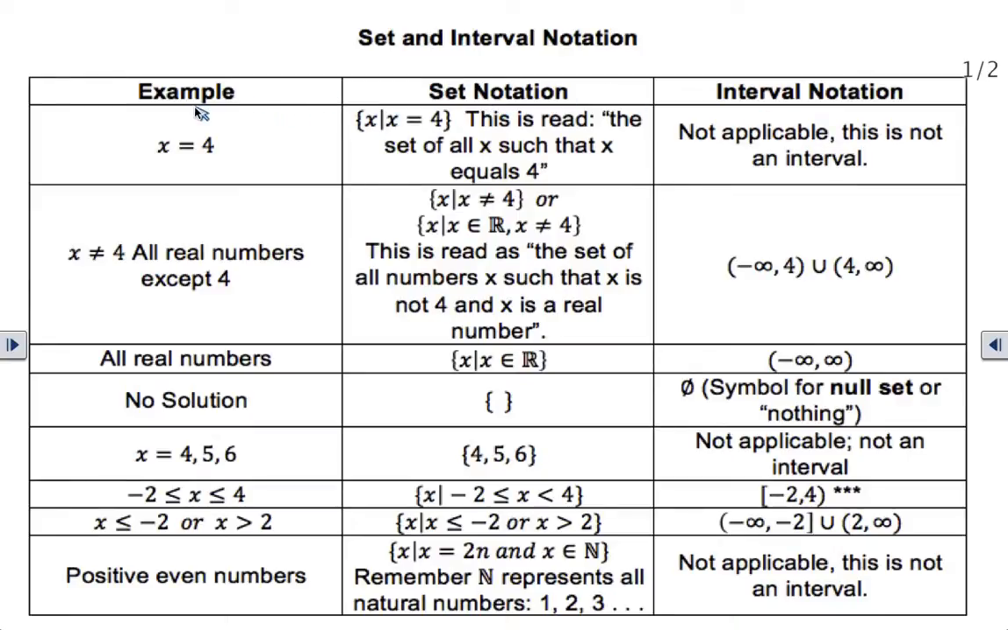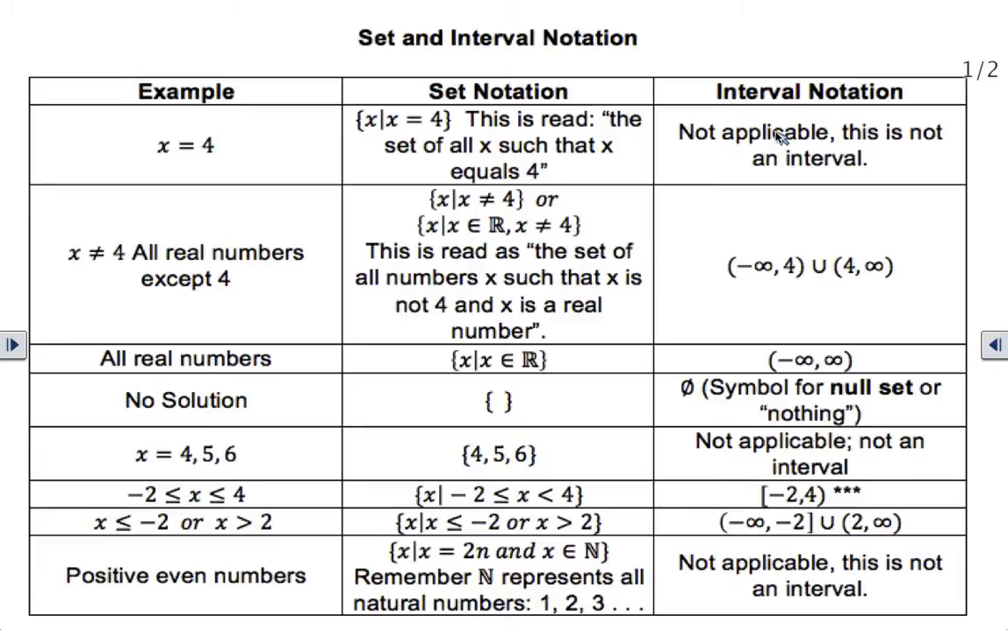For instance, if your formula is just x equals 4, you can put the domain as x, such that x equals 4. This line right here just means such that, and then these little squiggly things, I like to call them sideways mustaches. I think they're called braces or something like that. I prefer to call them sideways mustaches.